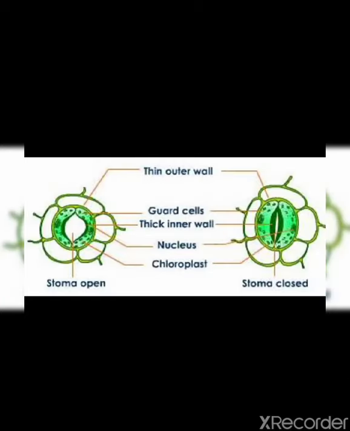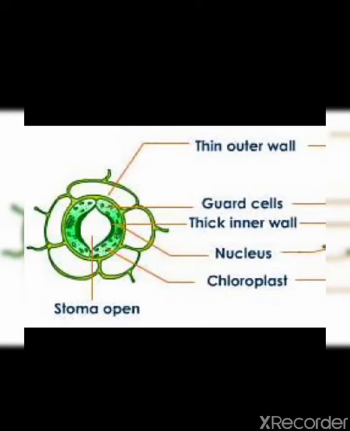Now next, use of turgor in the opening and closing of stomata. Students, you have already studied stomata in previous classes. Before the explanation, let's try to understand the structure of stomata. In this structure, first you see this bean-like structure. This is known as a guard cell. Each guard cell has a thick wall inside and a thin wall outside. Clear, class?